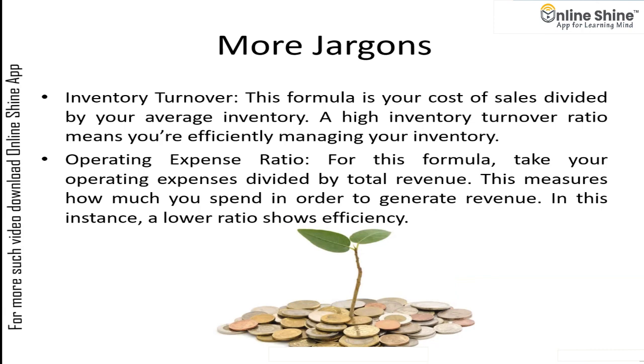And next, operating expense ratio. For this formula, take your operating expenses and divide it by total revenue. I hope students are jotting down these formulas and they will be very useful in the long run. This measures how much you spend in order to generate revenues. In this instance, a lower ratio shows better efficiency. That means you are spending less and you are getting more revenue. So please don't forget the inventory turnover and the operating expense ratio. Both are very good indicators of efficiency of the startup or the business.